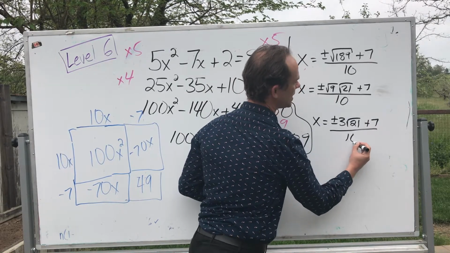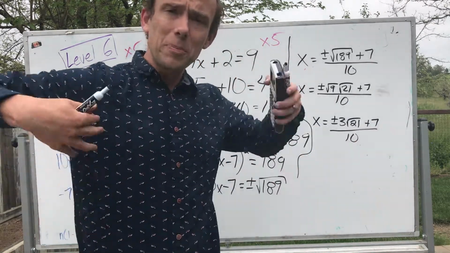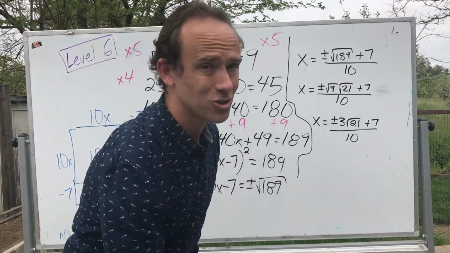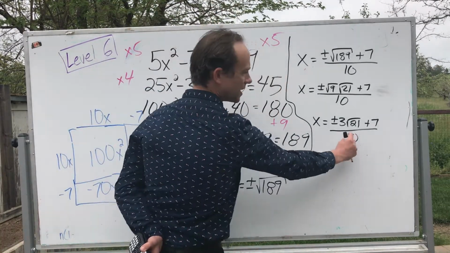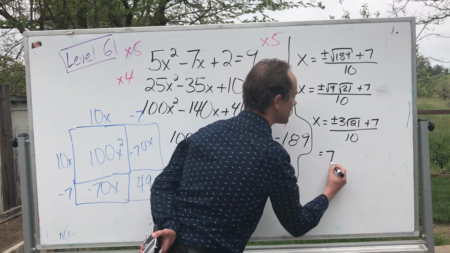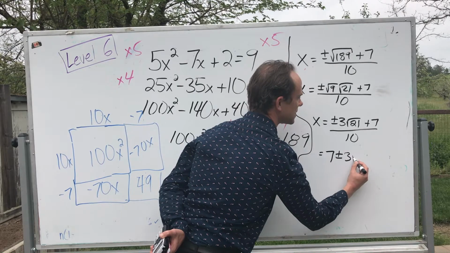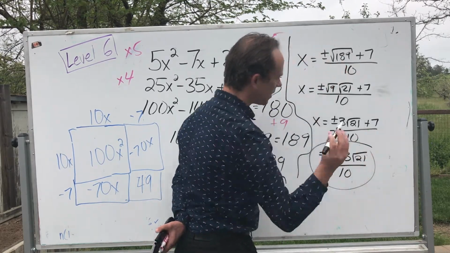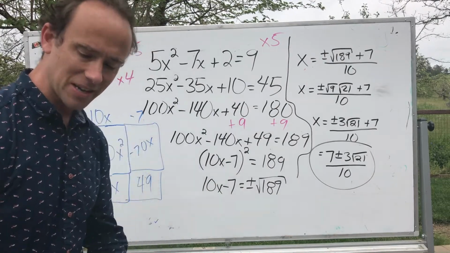all over 10. And for people throwing down the quadratic formula, if your friends are dropping the quadratic formula, they probably have these two values switched around, right? So they have 7 plus or minus. It's all good. Either one works for me.